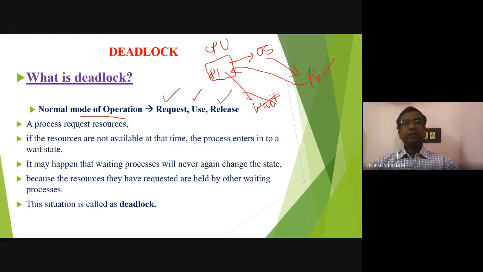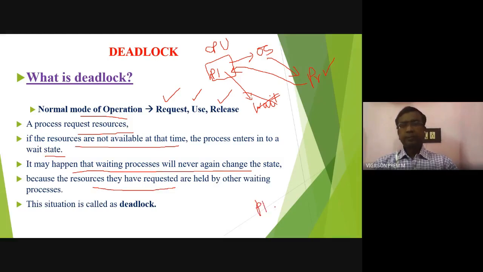Consider the first point: a process requests resources not available at that time, and enters wait state. It may happen that the waiting process will never again change its state, because the resources it has requested are held by other waiting processes. I am giving one small example.